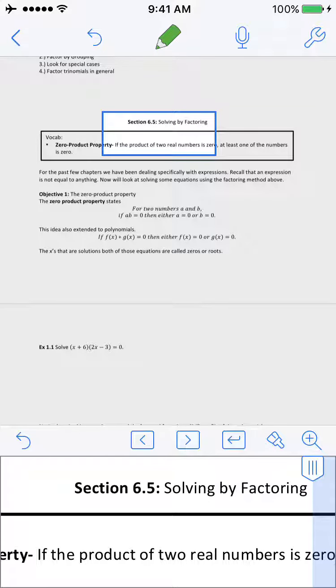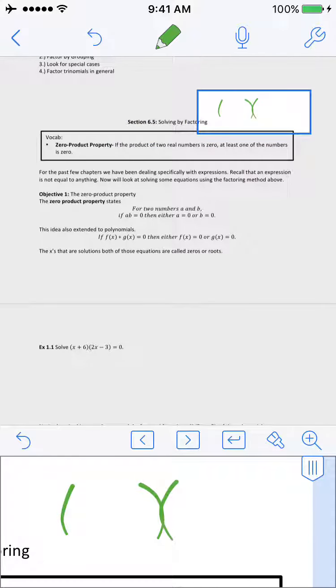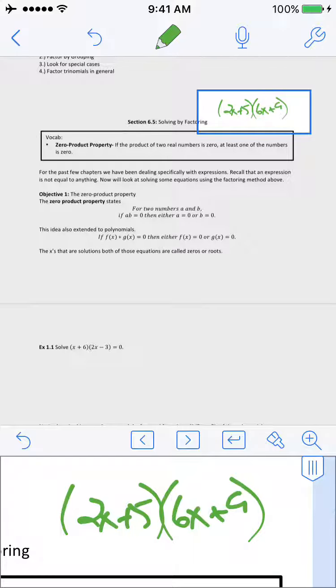Okay, 6.5, solving by factoring. So, up until now, this chapter has been entirely expressions, right? It's been quadratic expressions. We've been reducing them down into their factored forms, the forms that look like 2 parentheses, 2x plus 5 and 6x plus 9, whatever it is, right? That is all fine and dandy, but it's not very useful until you start looking at equations.